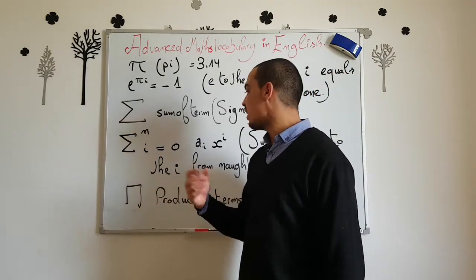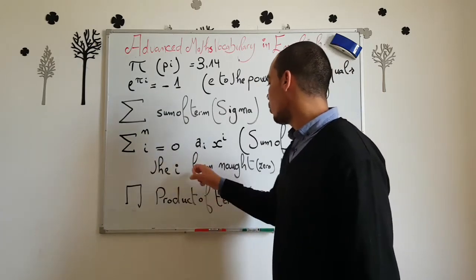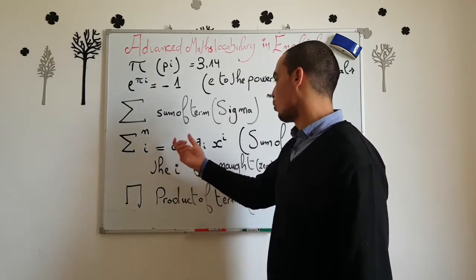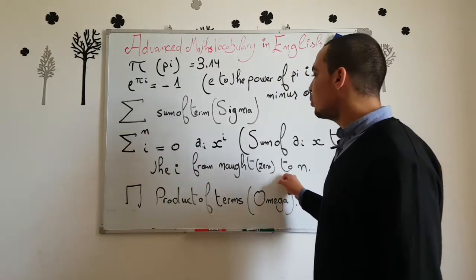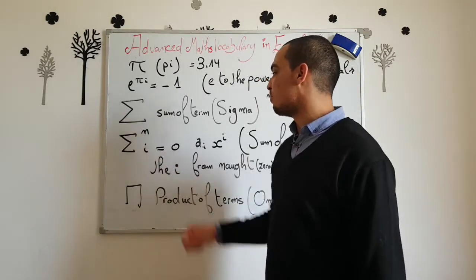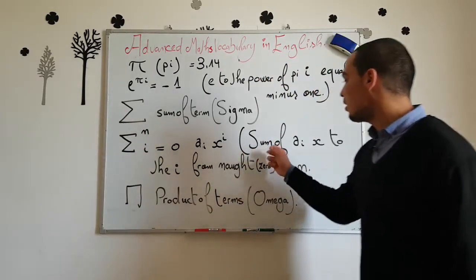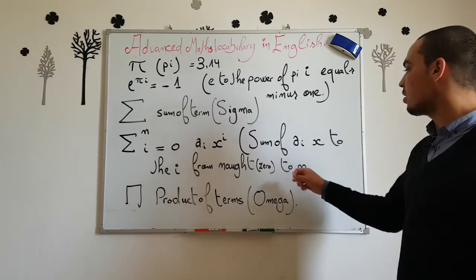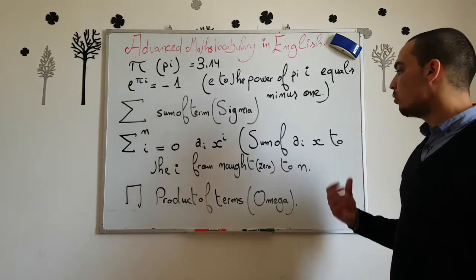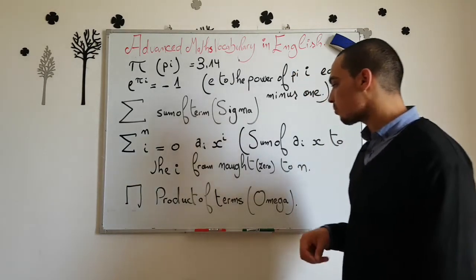You can say it in either way. So from n naught, or 0, to n, okay? You can look at this expression in order to know how to read it.